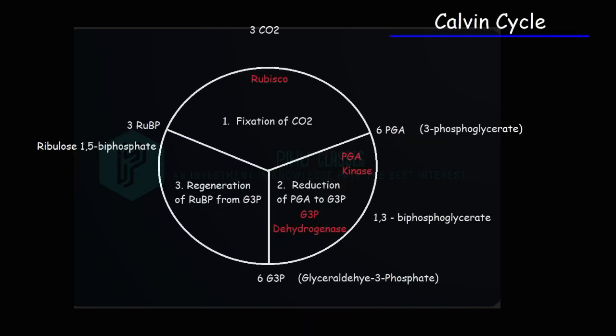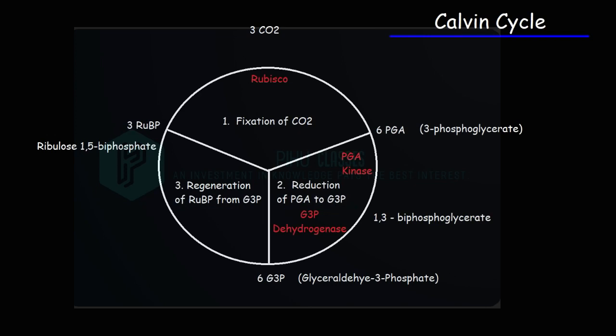Now let's talk about the other part of photosynthesis, that is the Calvin cycle, or the light-independent reactions. The Calvin cycle can be broken down into 3 parts. The first part is the fixation of carbon dioxide. The second part is reduction, and the third part is the regeneration of RuBP, ribulose 1,5-bisphosphate.